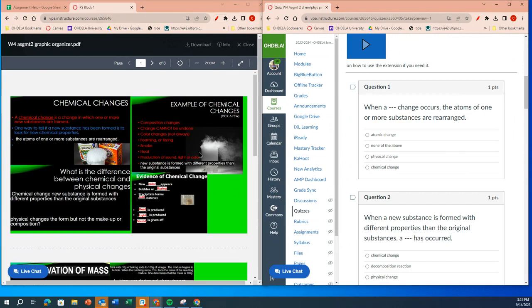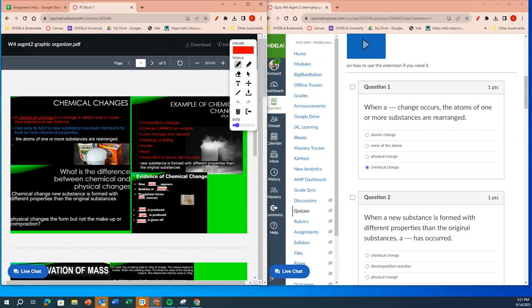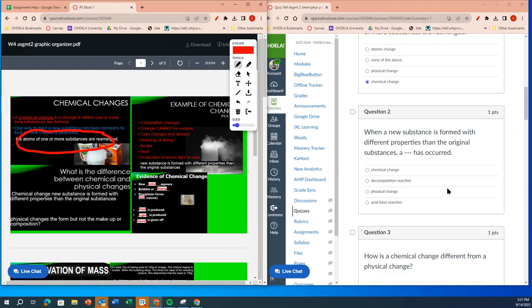That's called a chemical change. You can see it over here, chemical change. In the notes that I've condensed for you, when a new substance is formed with different properties than the original substance, a blank has been changed. When a new substance is formed and different properties from the original.